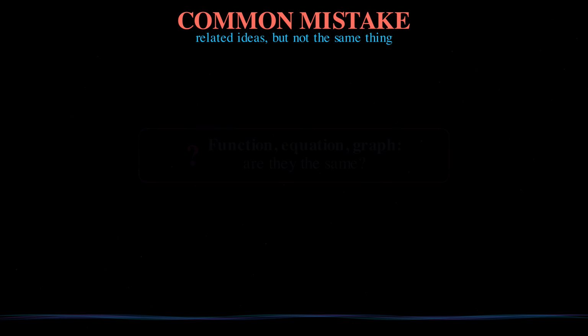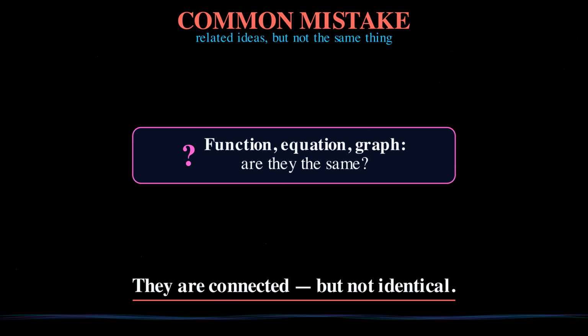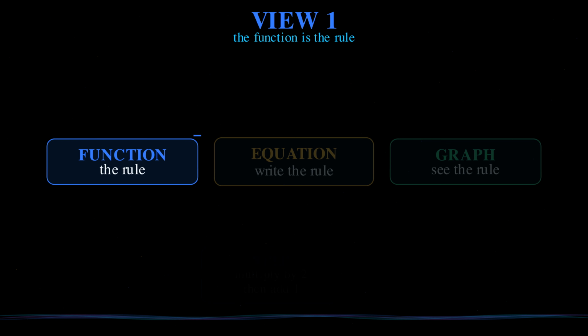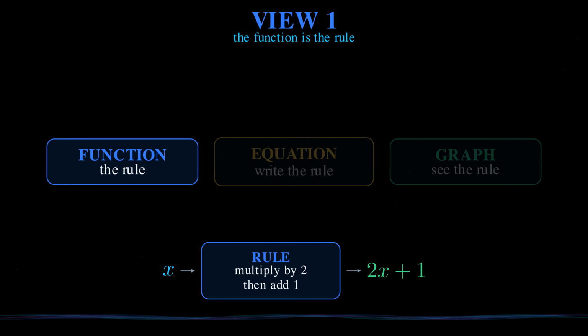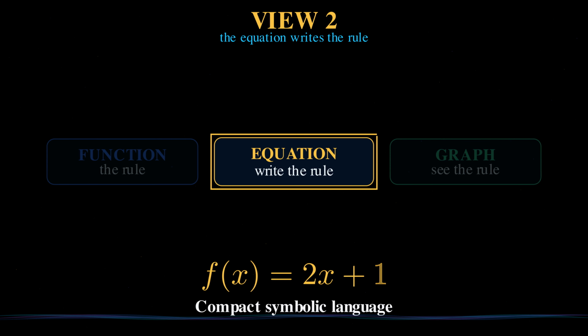A common mistake is to confuse the function, the equation, and the graph. They are connected, but they are not identical. The function is the rule. It is the process that takes an input and produces an output. The equation is one way to write that rule. It is the compact symbolic language. The graph is one way to see that rule. It turns the input-output relationship into a picture. A strong calculus student learns to move between all three views: the rule, the symbols, and the picture.